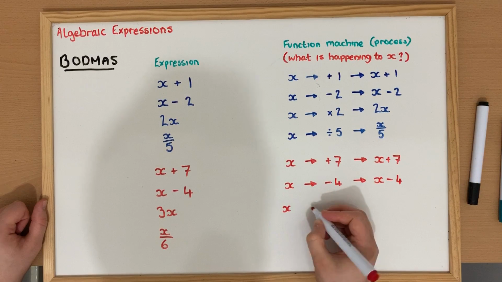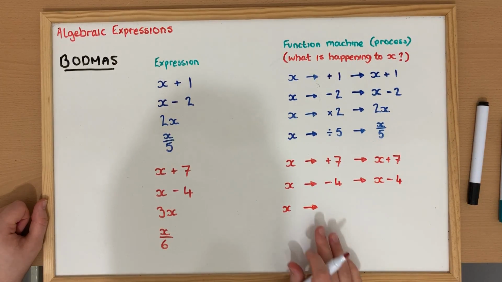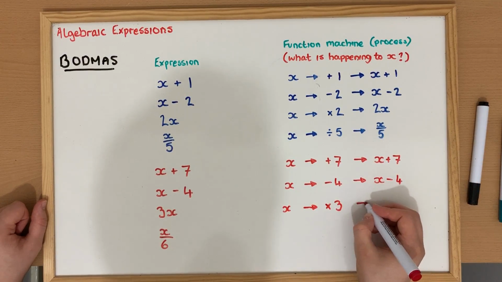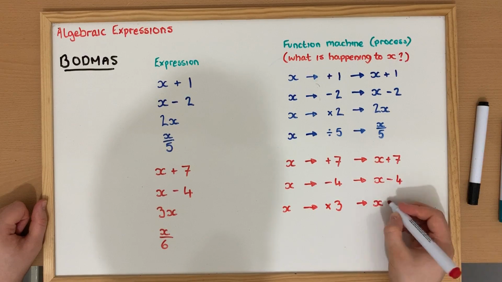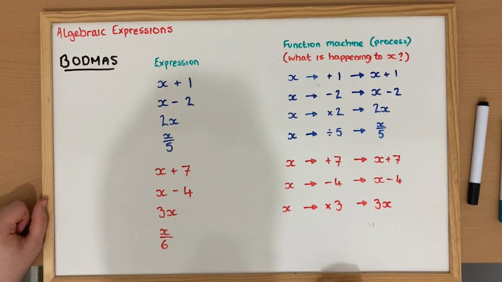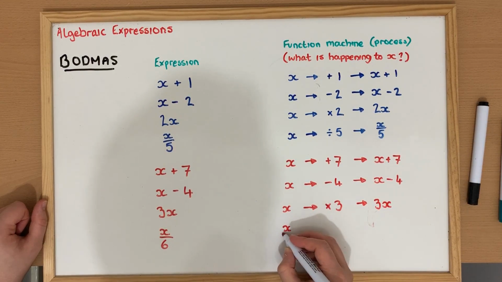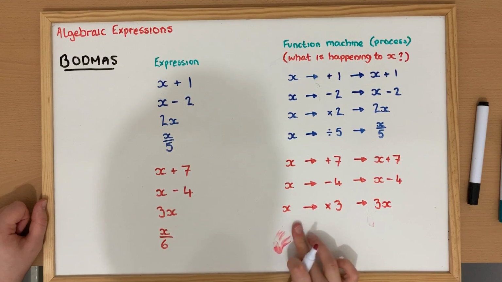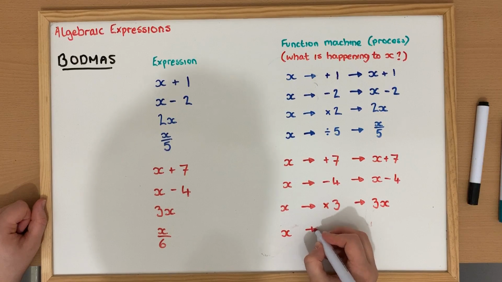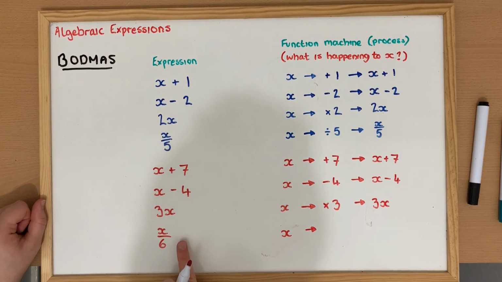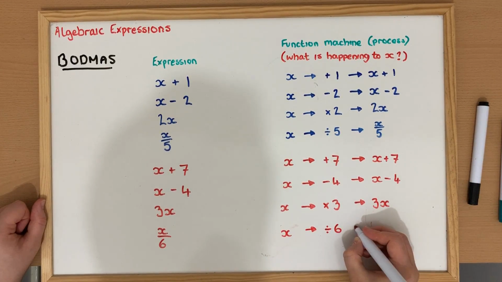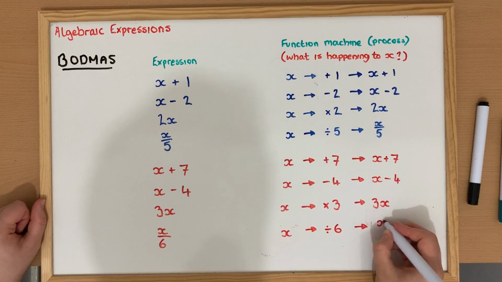Again, starting with our x, what's happening to x? Well, x has been multiplied by 3, so the process is to multiply by 3. And we end up with 3 times x. And our last one, x divided by 6. So starting off with x, what process is happening to x? In this case, for x over 6, that is x divided by 6. And we end up with x over 6.